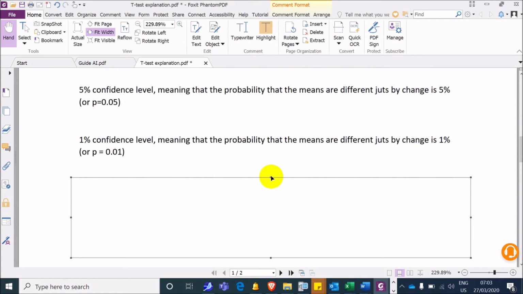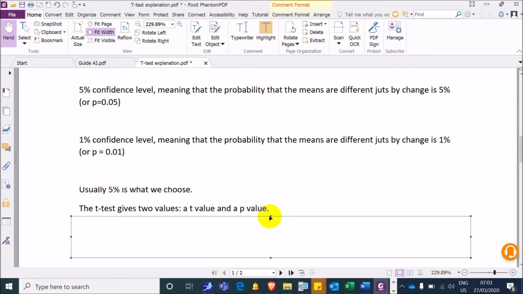Lastly, we usually choose 5%. As I said, the t-test gives you a p-value. It also gives you a t-value. We don't use that t-value in our course, so we always look at the p-value.